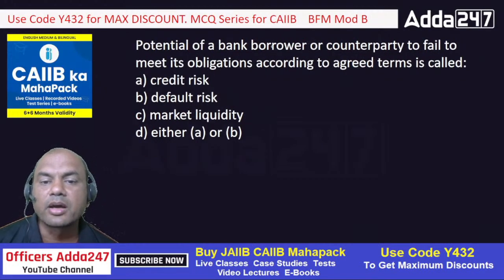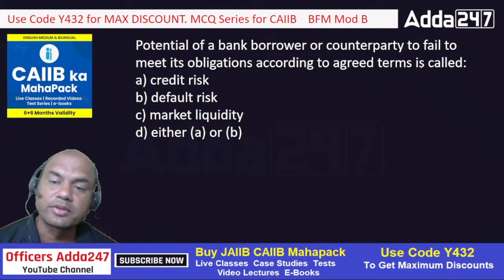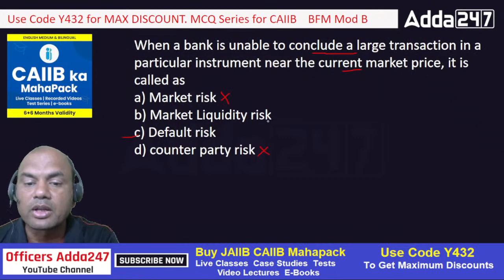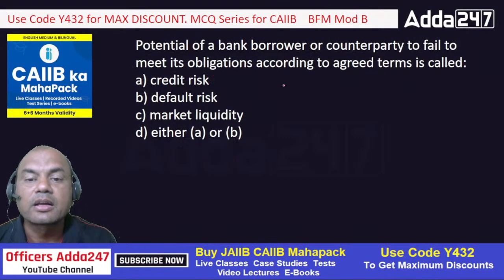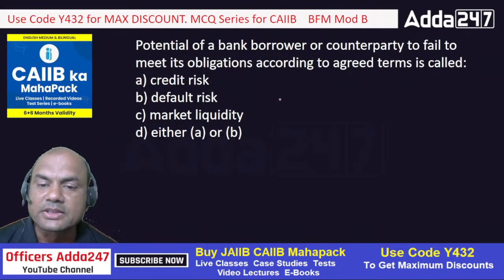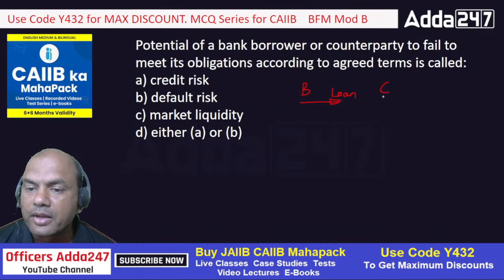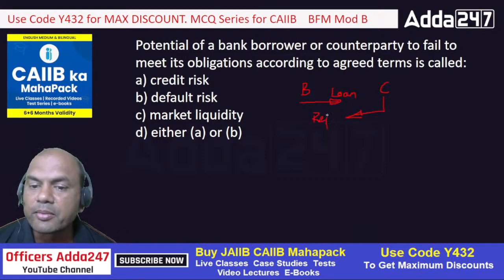The potential of a customer, a bank borrower or a counterparty to fail to meet its obligations according to the agreed terms is called as... Now this is something different. See this, the earlier case was that the bank was not able to pay. Here, the customer of the bank, let's say this is the bank and this is the customer. The bank has given a loan. Now this customer is not able to repay, so there is no repayment.